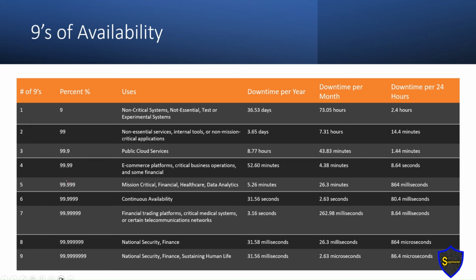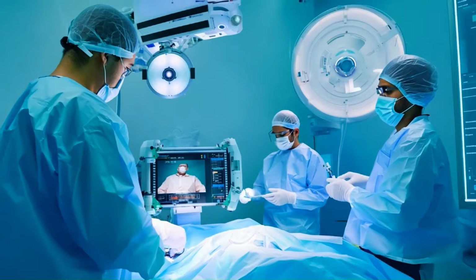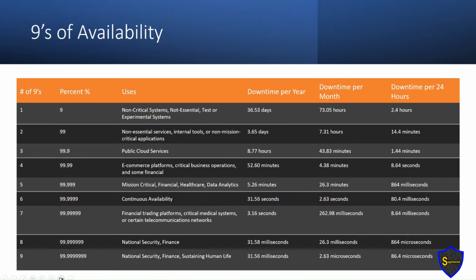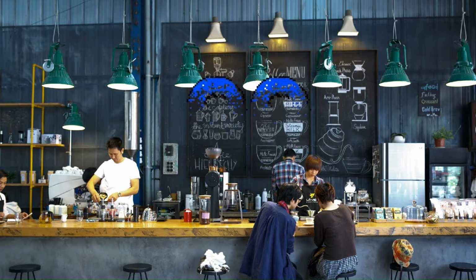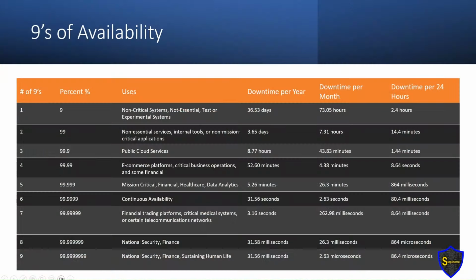For instance, 99.999% uptime, known as 5 nines of availability, is crucial for mission-critical systems, where even the briefest downtime could have severe consequences. The higher the number of nines, the more you pay, and the requirements for continuous uptime increase. Think about it like this. 2 nines is like your favorite coffee shop being closed for 3 days a year. And 5 nines is like that same shop being closed for just 5 minutes a year.